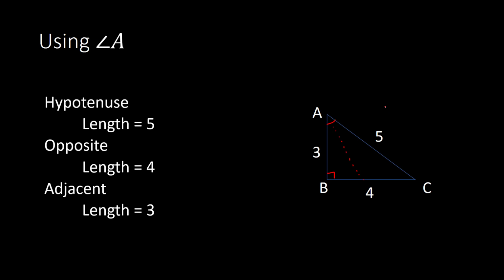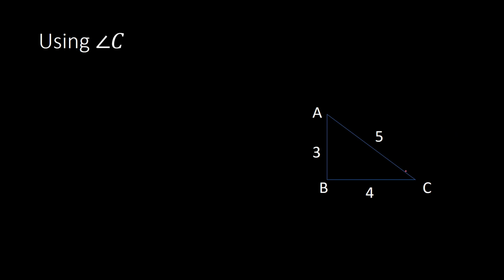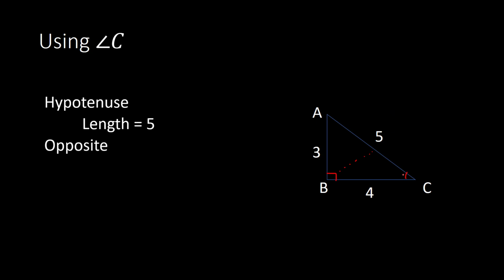Now, using the same picture, but looking at angle C, we want to identify the hypotenuse, the opposite side, and the adjacent side. Well, the hypotenuse is always across from the right angle, so it's still going to be 5. For the opposite side, opposite is going to be across from angle C. So the opposite side of angle C has a length of 3. And then the other side, the adjacent, has a length of 4. Adjacent means next to, by the way. So the side that is next to angle C, but is not the hypotenuse, has a length of 4.